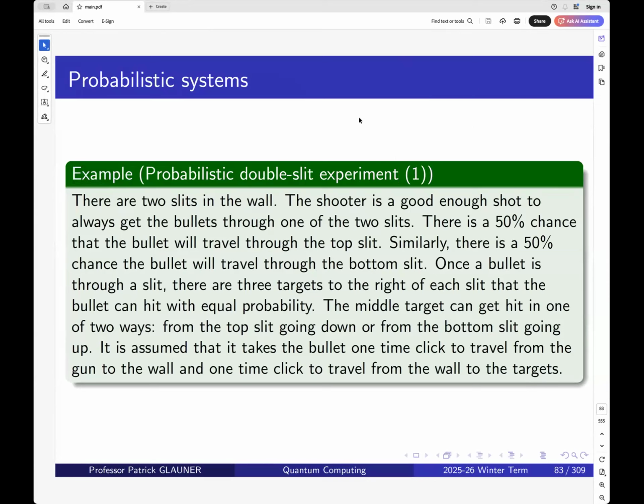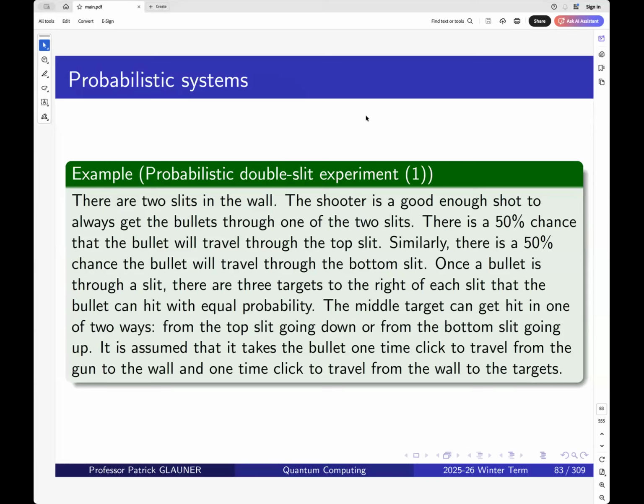So the double slit experiment is a very interesting quantum experiment. We will see it later and next week, but we will start with a so-called probabilistic double slit experiment. And this probabilistic double slit experiment is just simplified. What we will see is that there are two slits in a wall, and there's a shooter, and a good shooter would always get the bullets through one of these two slits. And there's a 50% chance that the bullet will travel through the top slit, and a 50% chance it will travel through the bottom slit.